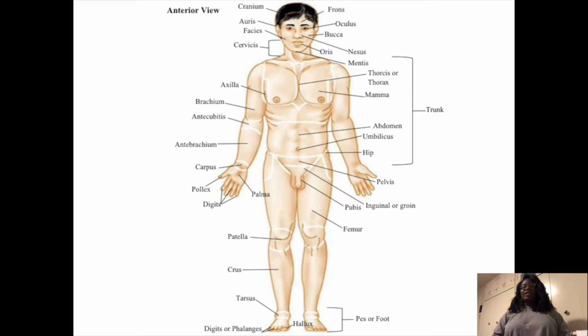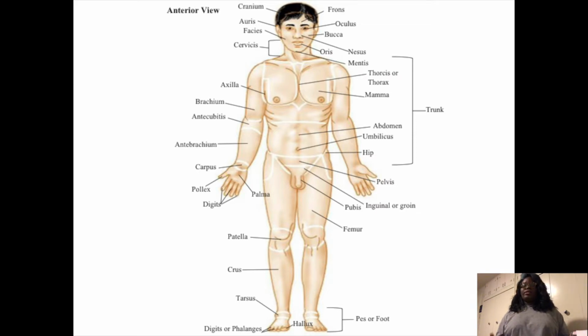Right below that is your pelvis, and depending on your gender, you either have a groin if you're a man and an inguinal if you're a woman. And we all have a pubis right below that. Your thigh is also called your femur, and your patella is your knee. Your crus is also known as your leg. Your tarsus is your ankle.